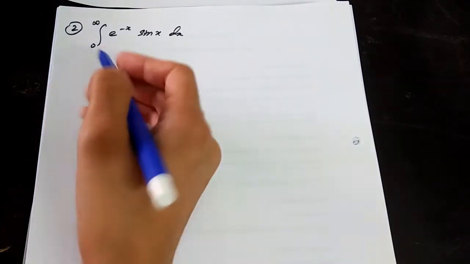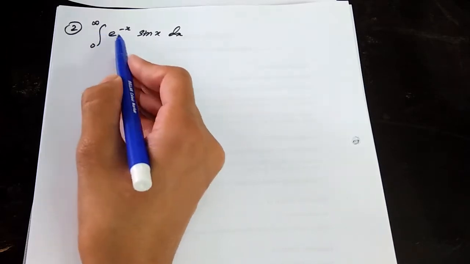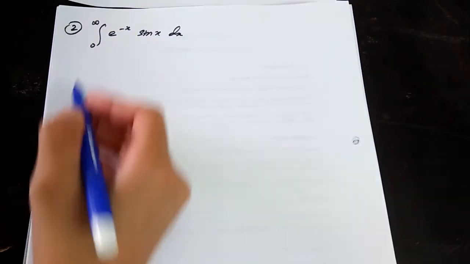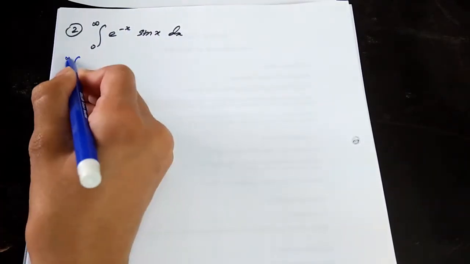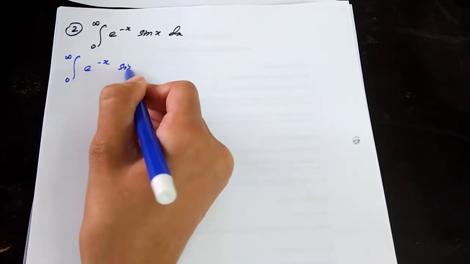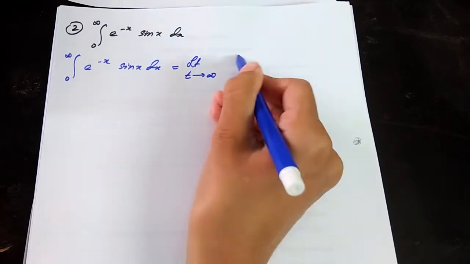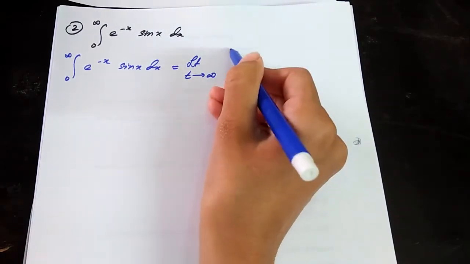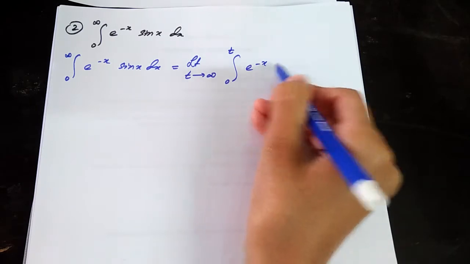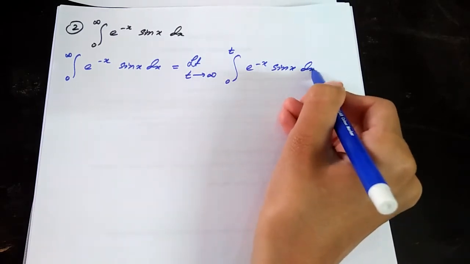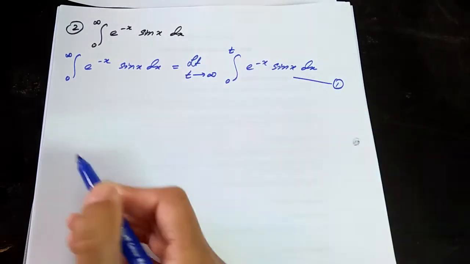Question number 2 is, integrate 0 to infinity e raised to power minus x sine of x dx. This will be equal to limit t approaches infinity, 0 to, now replace your infinity with t, e raised to power minus x sine of x dx. Mark this as equation number 1.